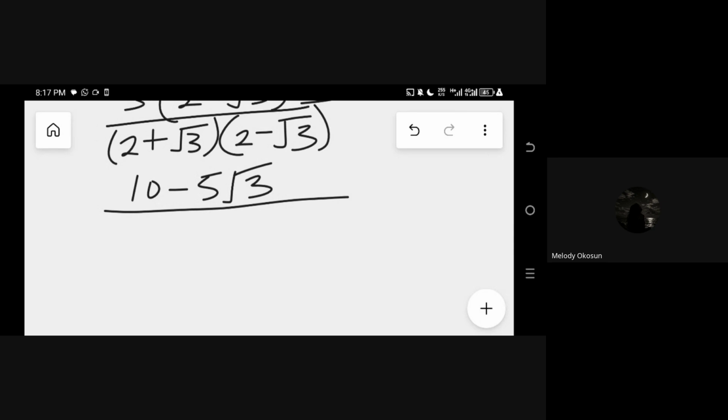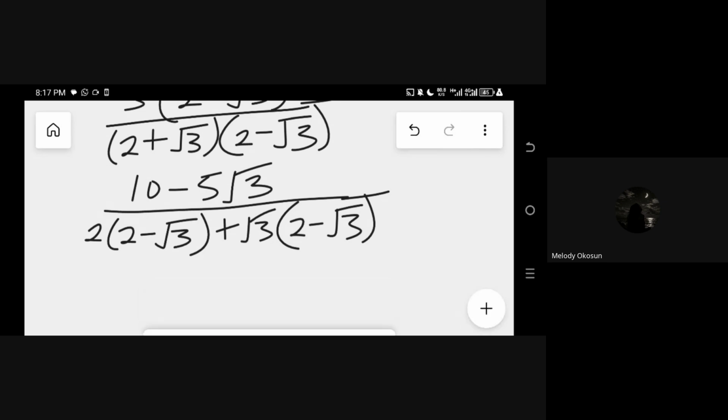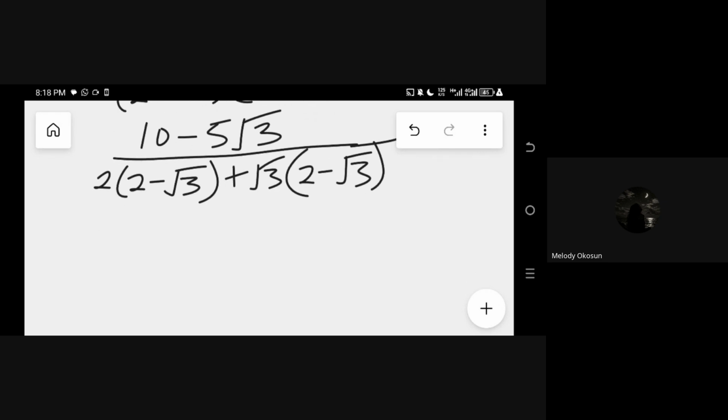At the bottom now, if we want to multiply, you know how we arranged it the other time. We said 2 multiplying the second bracket, then plus root 3 also multiplying the second bracket. But if you know how to multiply it directly, then you can do that. You don't have to do this. I'm just writing it out this way for people that might understand it better.